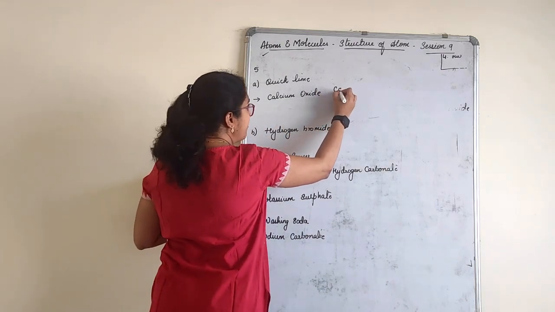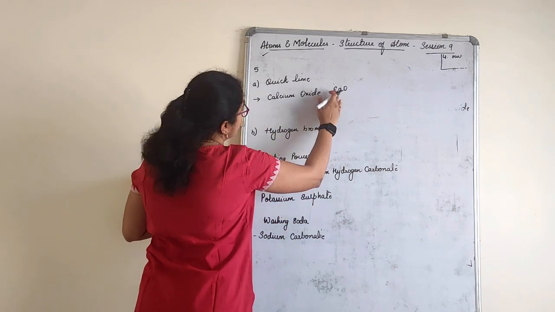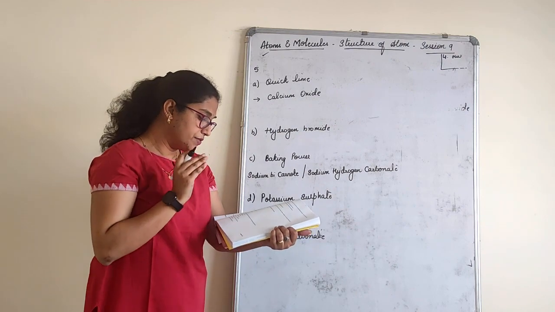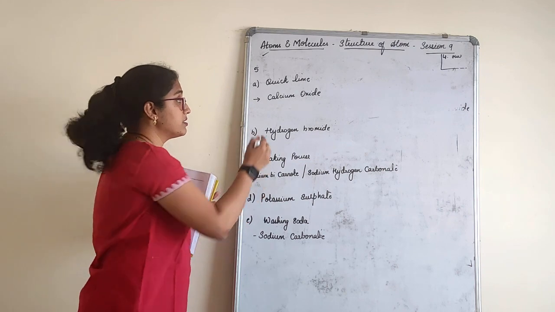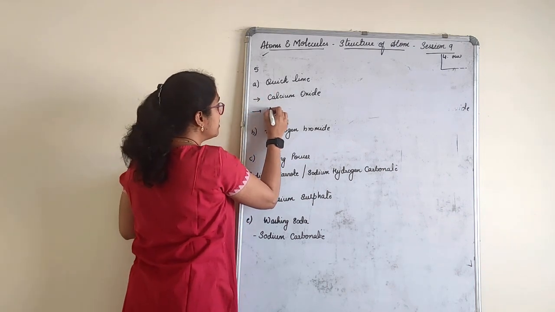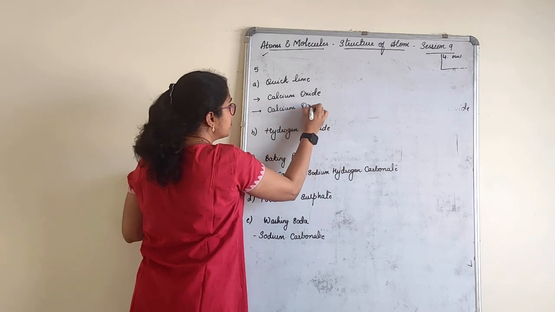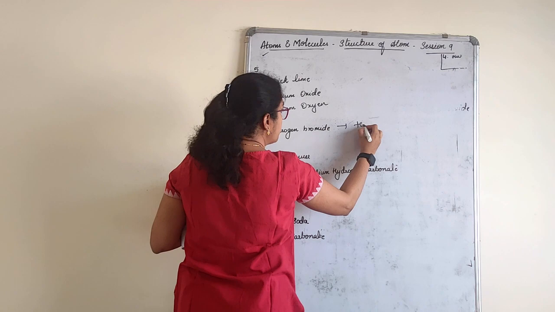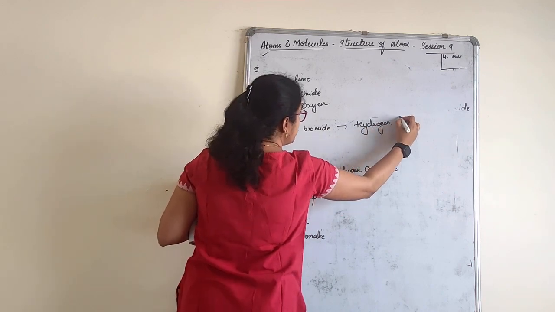Okay. Now, let's write calcium oxide. I know the formula, I will just write the formula here. What I have asked here, give the names of the elements present in the compound. That's okay. But at least quicklime you should know what it is. So, what is present in quicklime, children? Calcium, oxygen. What is present in hydrogen bromide? Hydrogen, bromine.